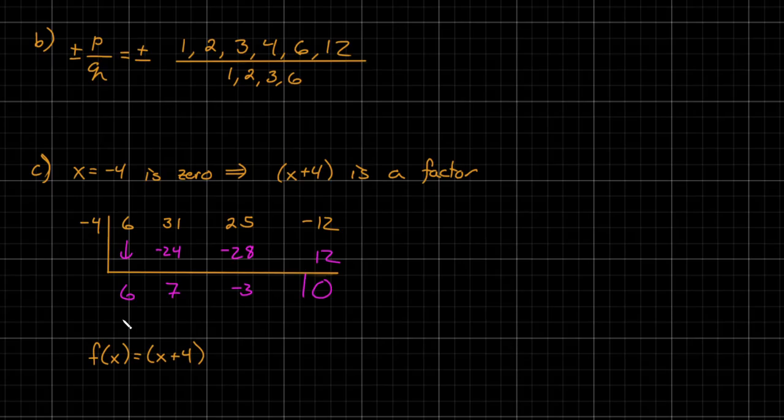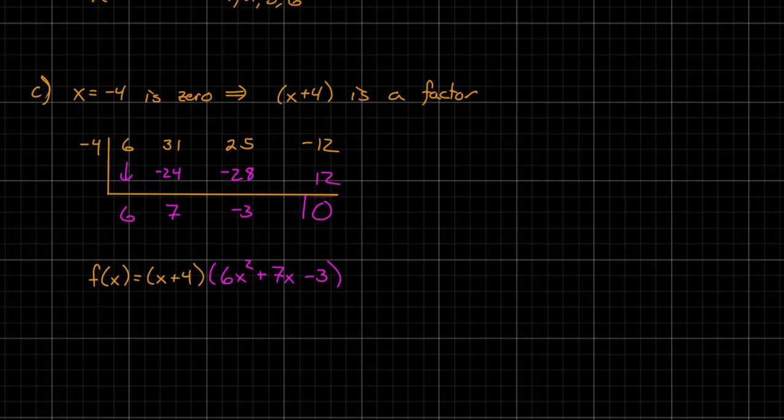The coefficients of the quotient. Now, we started with x cubed, right? And we just divided by something with x. What would my new quotient power be? Has to be squared. So here it is. I'm going to do it in purple so it stands out. 6x squared plus 7x minus 3. Okay, we're not done, but we're close. And maybe we're done, but we'll have to check. I just asked you to write it completely factored. So we need to check.